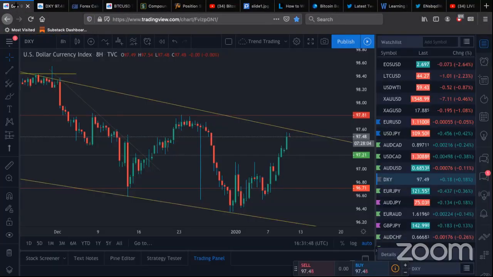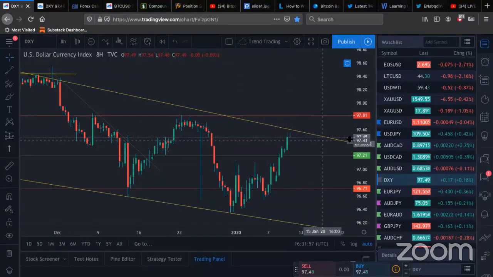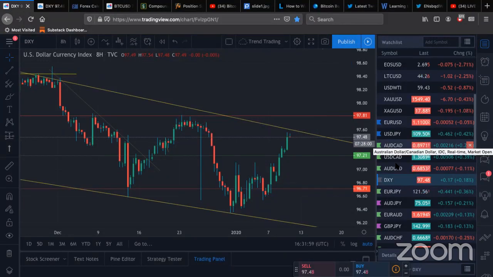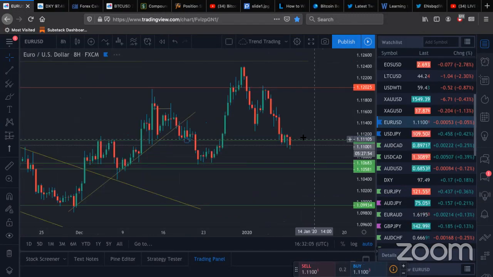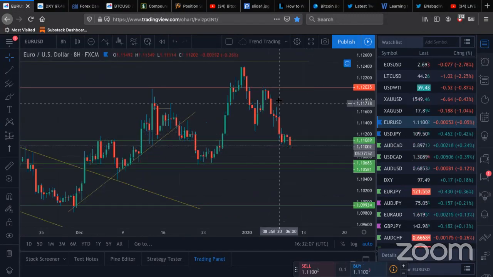We got strong support and resistance we're looking at, and again, I'm focused on the Australian dollar, US dollar, Canadian dollar, and looking where I could take my profits here on the euro US dollar. But I got out of this trade.